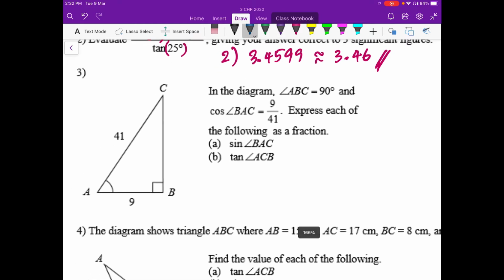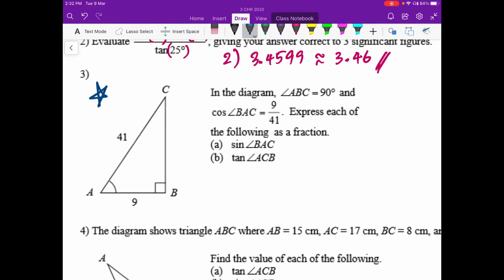Okay, now, question 3. Put a star. Likely to be exam question. Basic exam question. So go on. You're doing a spa over there. Okay, so we have 90 degrees. Cosine BAC is 9/41, as shown. Express as a fraction sine of BAC.